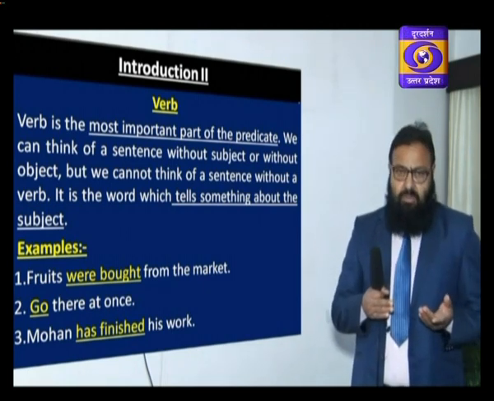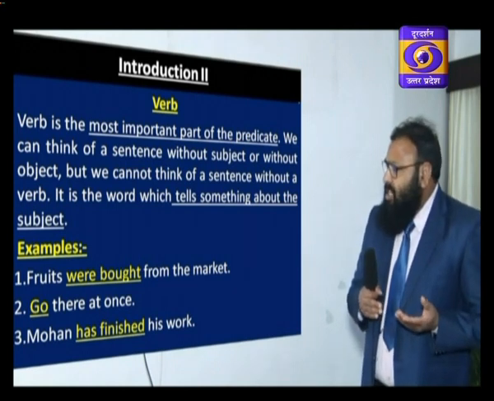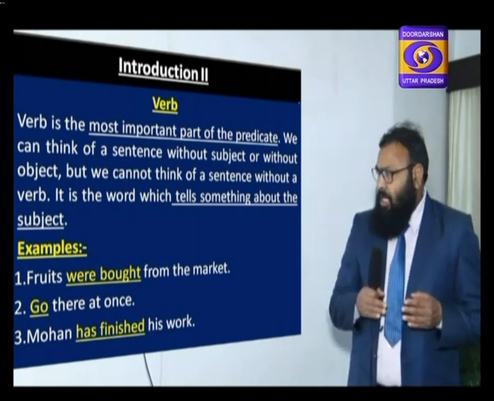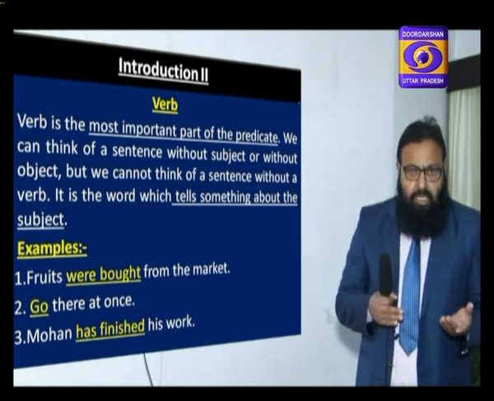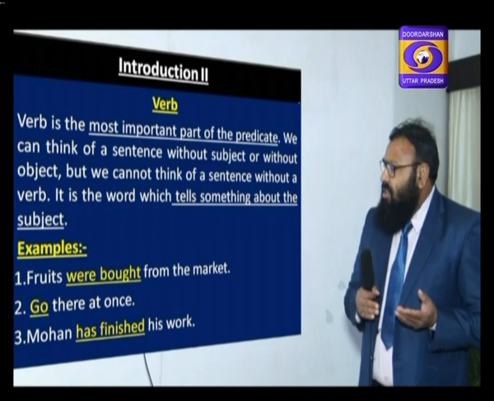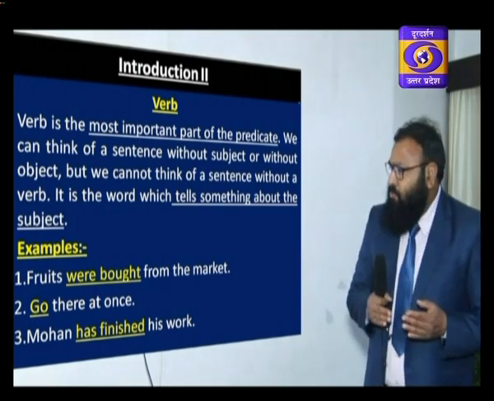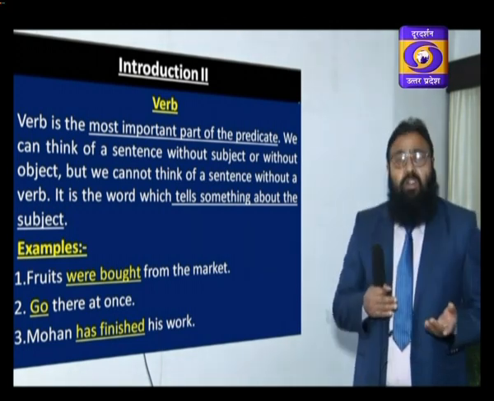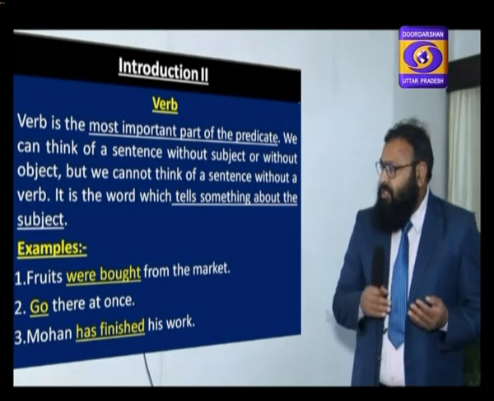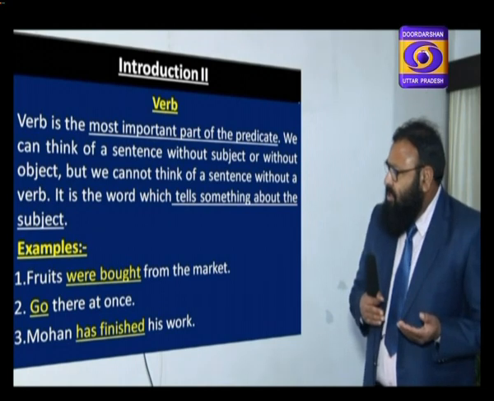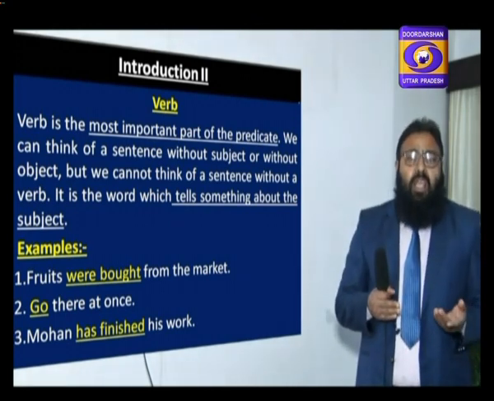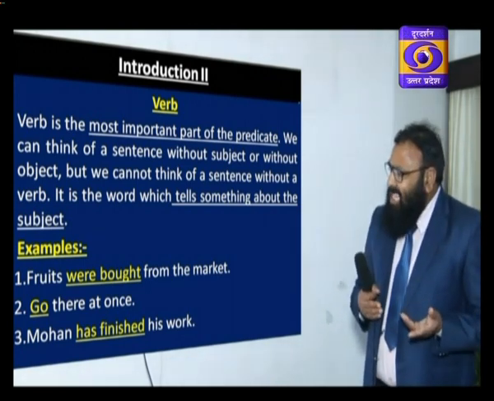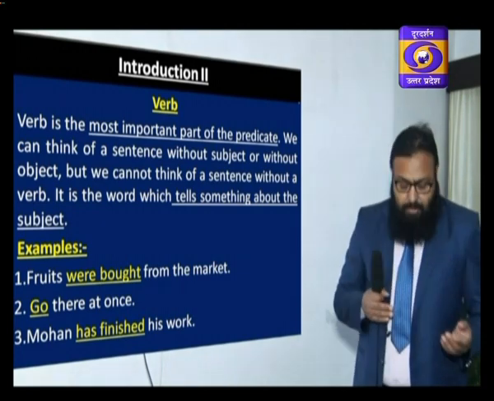Go there at once. Now go is a verb. Here the subject you is understood, and it is telling us about the understood subject that the work which he is doing is that of going. Example number 3: Mohan has finished his work. Now here has finished is a verb because it is telling us what the subject Mohan has done. Has finished is the verb.